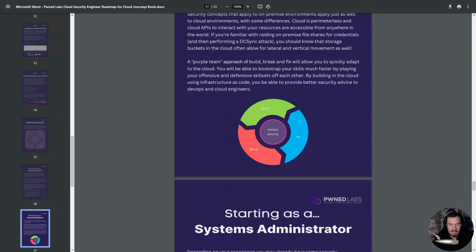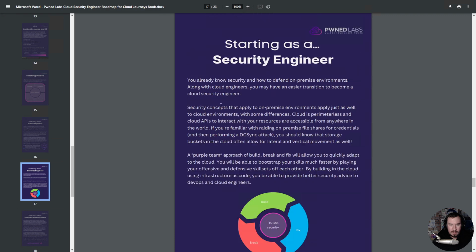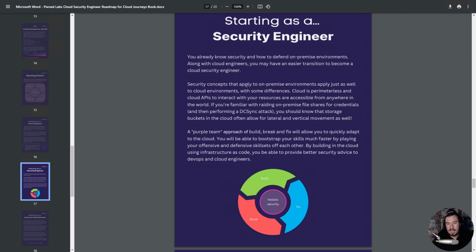Starting as a security engineer. So we already know security, how to defend on-prem environments. Along with cloud engineers, you may have an easier transition to become a cloud security engineer. It's learning the cloud stuff. Security concepts that apply to on-prem environments apply just as well to cloud environments with some differences. And I would say the same is true about pen testing. If you already know how to pen test on-prem environments, you have to learn a little more for cloud, but a lot of it does transfer over.